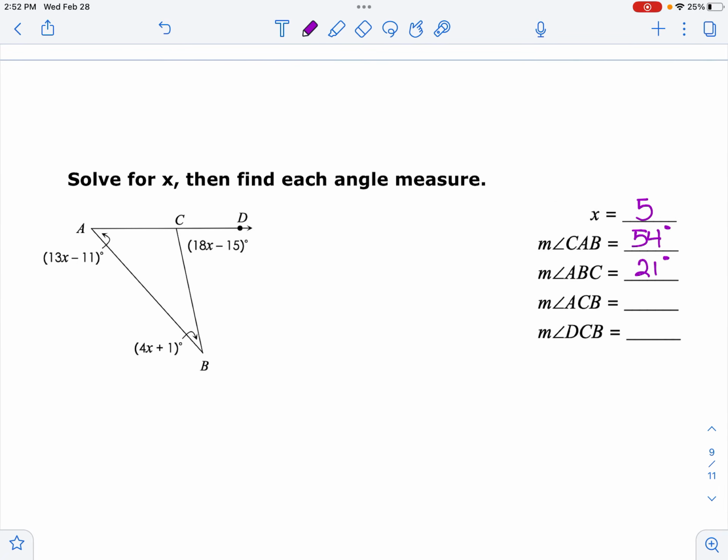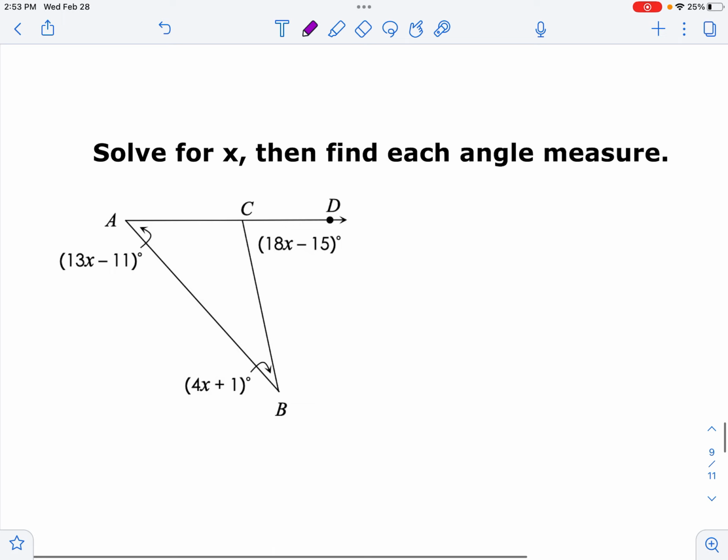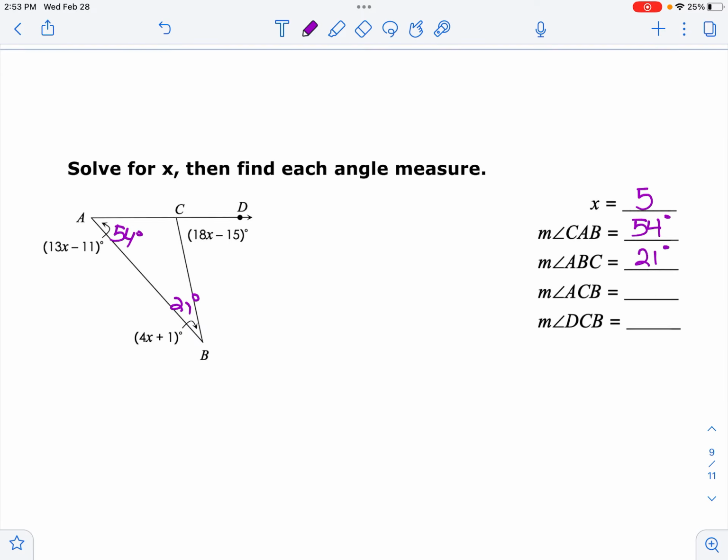Okay, ACB is this angle, so we're looking for that. That one we might want to come back to, or no, actually we can figure that out, right? We know that this is 54, and this is 21.